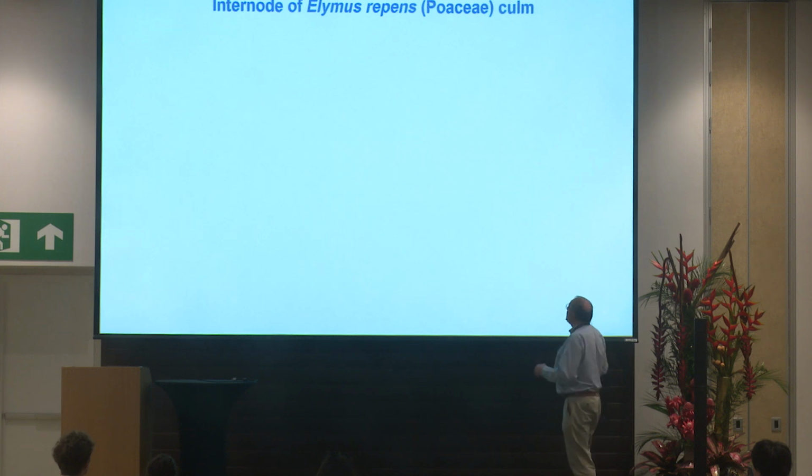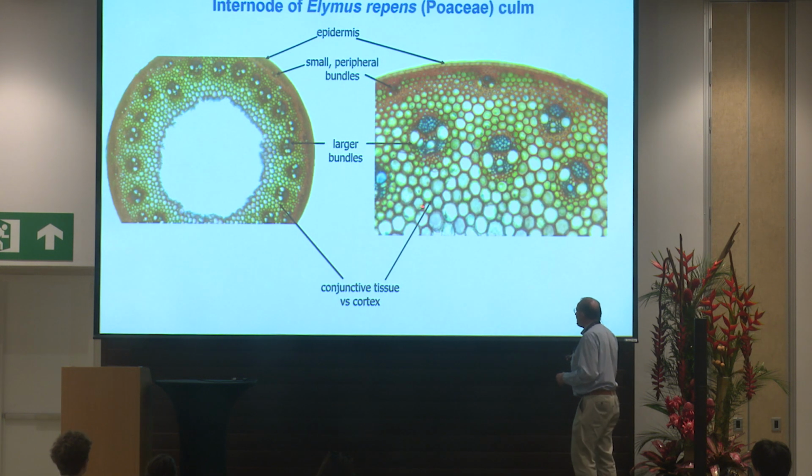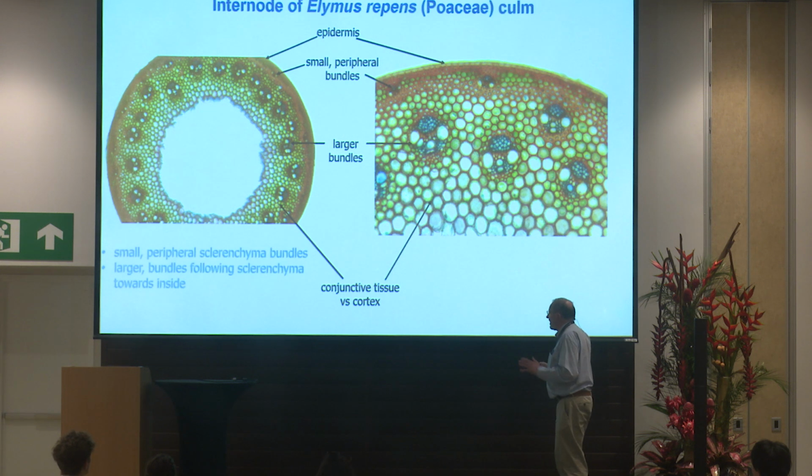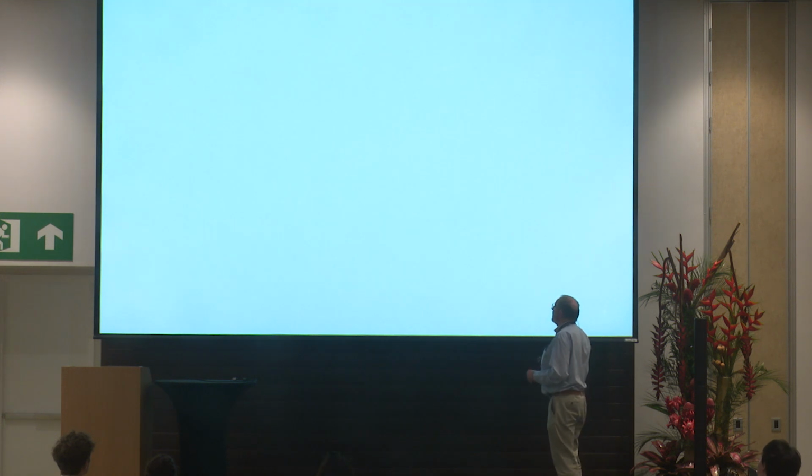So let's look into the internode of quackgrass more in detail. This is a magnified part. You see a sclerenchyma outside, small peripheral bundles, and larger bundles here. And you don't see a clear border between a vascular bundle cylinder and the cortex, so some authors call this conjunctive tissue. So, small peripheral sclerenchyma bundles, with larger bundles following towards the inside.